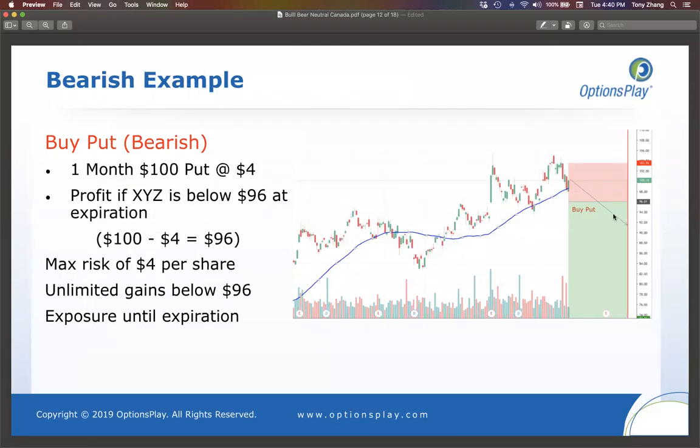So in the same example, if I have a $100 stock that I think is going to move lower, let's say I buy a 1 month put option for $4. So this strategy is going to be profitable as long as the stock is below $96 at expiration, which is the $100 minus the $4 that I pay.